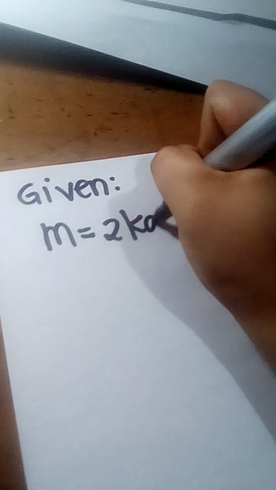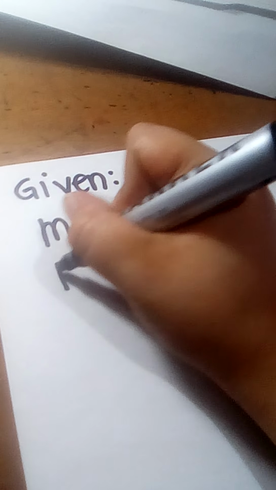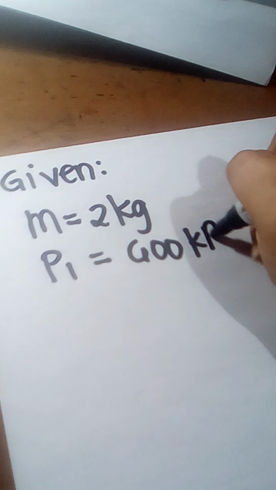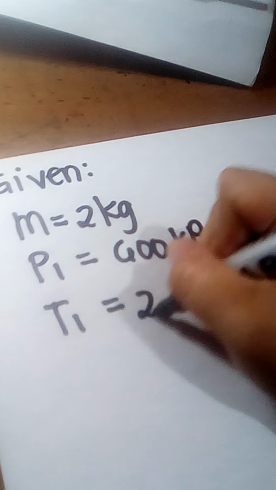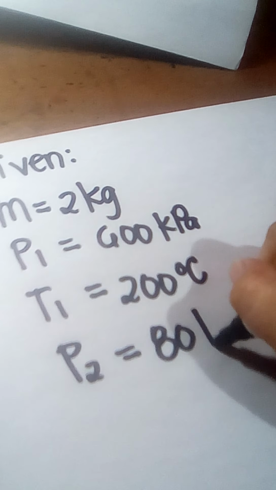So, we have the mass, which is 2 kg. We have the initial pressure, which is 600 kilopascal. We have the initial temperature, which is 200 degrees Celsius. We have the final pressure, which is 80 kilopascal.